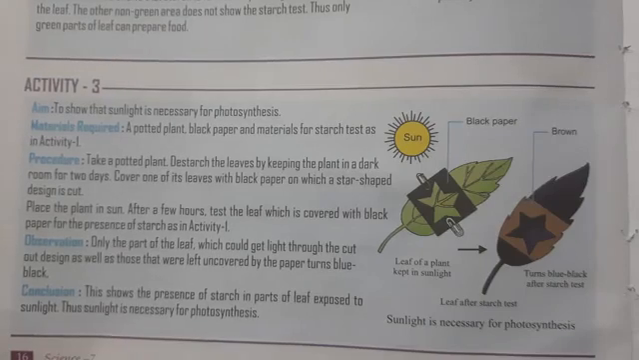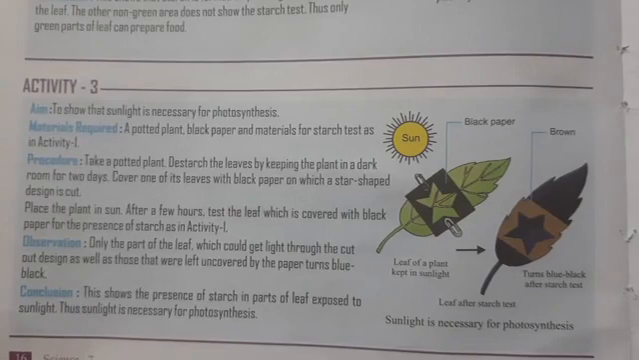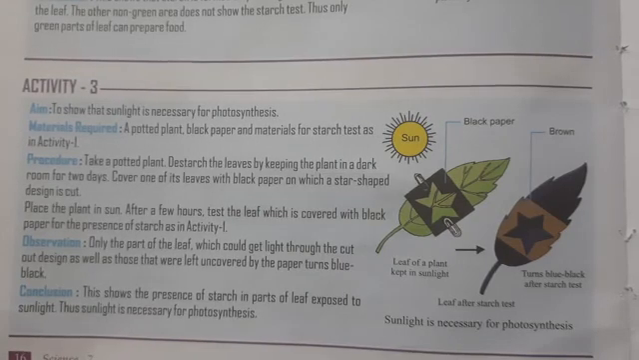Good morning, students. In the previous video, you studied how chlorophyll is necessary for plants. Here we will study why sunlight is necessary for photosynthesis. What you have to do is take a potted plant and de-starch the leaves by keeping the plant in a dark room for 2 days.